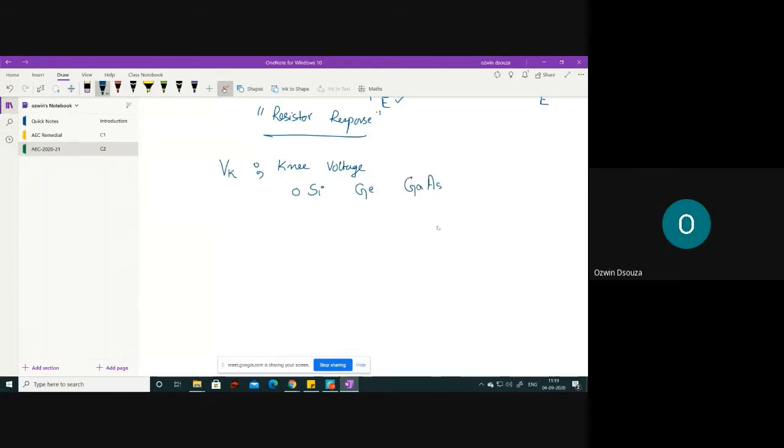Gallium arsenide also can be used. Majorly we use silicon and germanium. Gallium arsenide is a new material. Okay, we'll come to it sometime later.